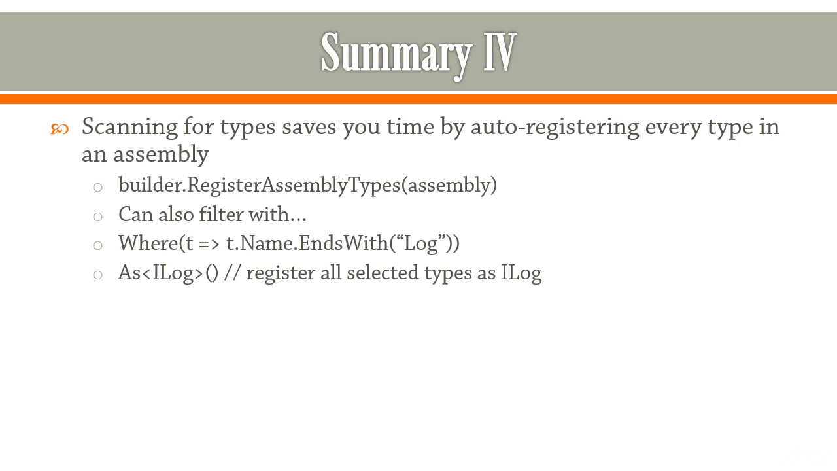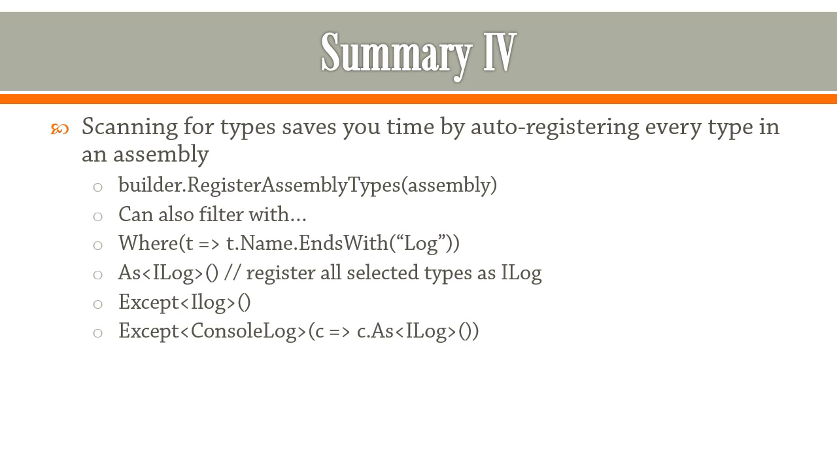As always, we have the As clause, which allows you to register a service. So if you want to take a bunch of components and register them as a service, then you can say builder.RegisterAssemblyTypes, where you filter the actual types and you register them as ILog, for example. There is also Except, which is the reverse of Where, to be more specific, because you throw away the types that you don't need. So you can register every single type from the assembly except this particular type.